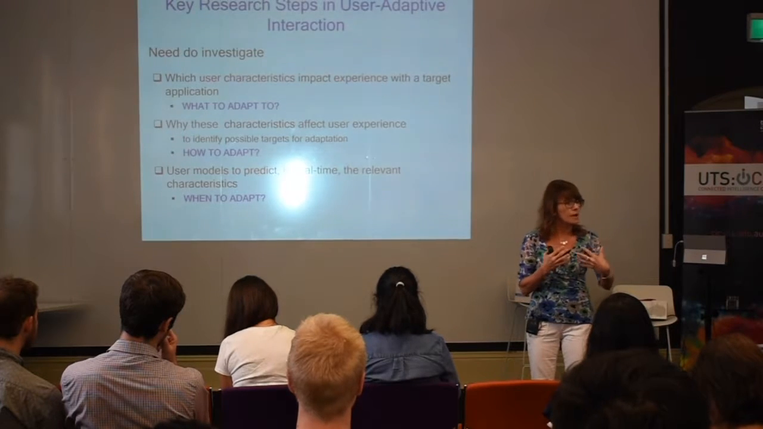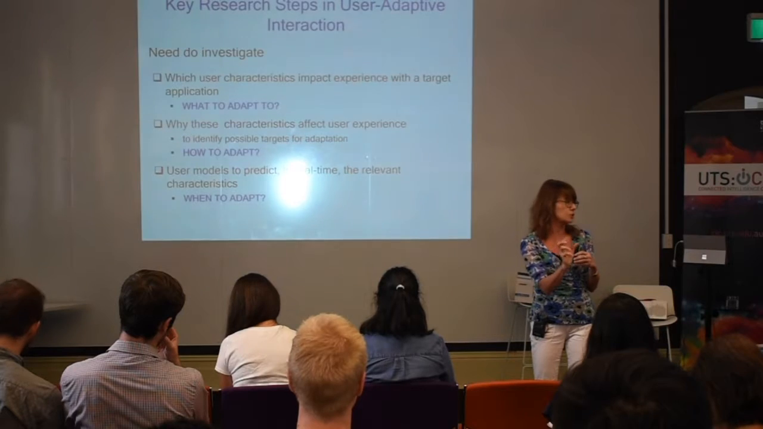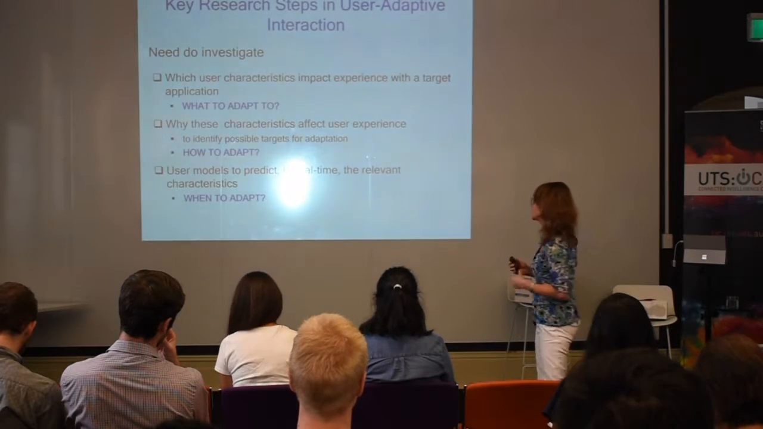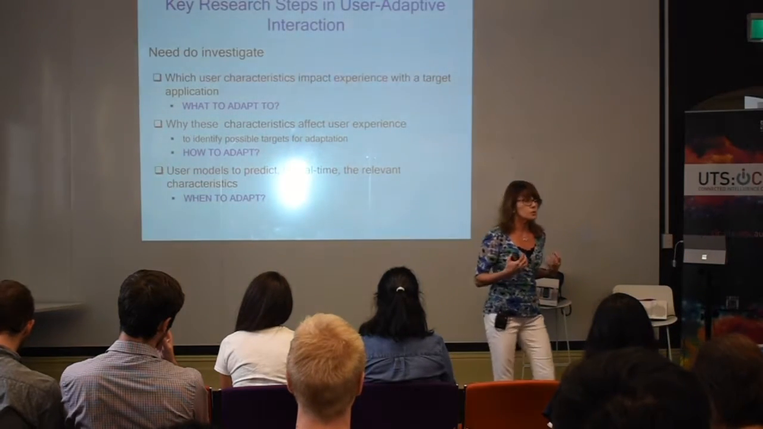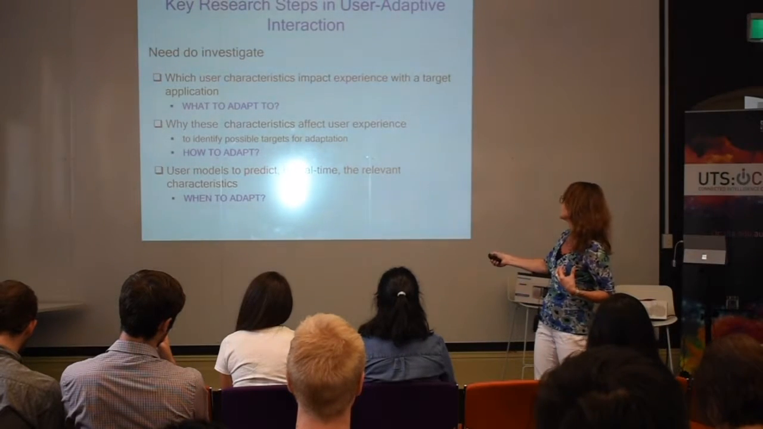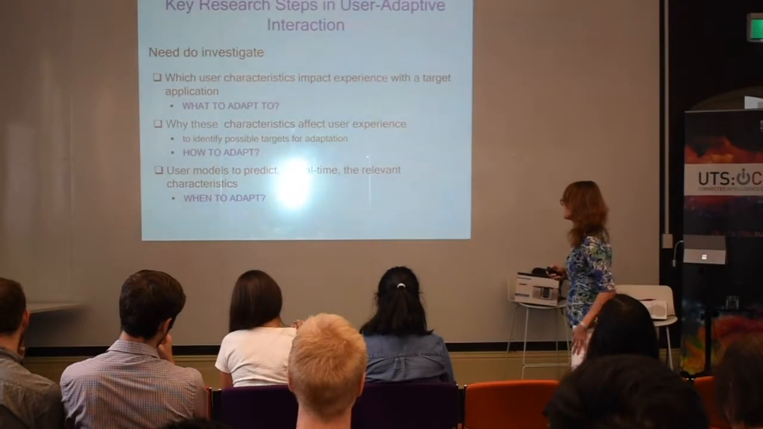Because if you understand that, you might be able to understand how to provide personalization. What are the things that you need to change in the user behavior that could help improve the interaction with the system? And lastly, is it possible to build user models that can predict in real time the characteristics that have been identified to be important for adaptation? Okay?